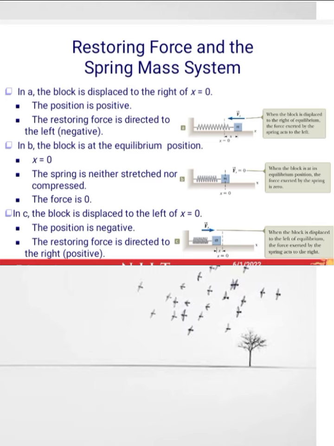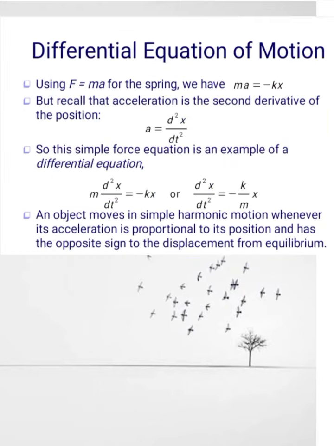Point C: the block is displaced to the left of x equals 0. The position is negative and the restoring force is directed to the right, or positive. And we can see the picture of the spring-block system. When the block is displaced to the left of equilibrium, the force exerted by the spring acts to the right.